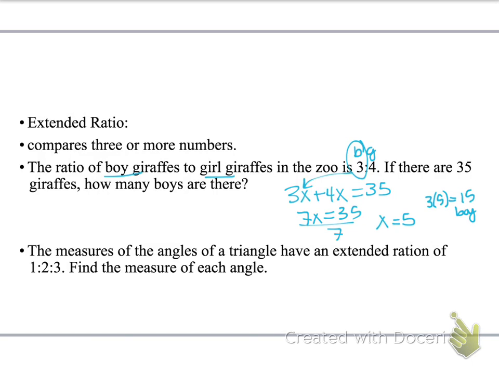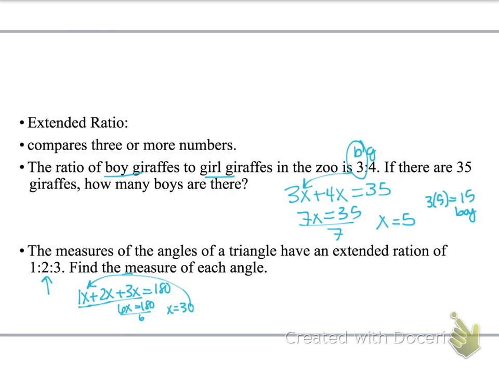Okay, my next one, the measures of the angles of a triangle have an extended ratio of 1, 2, 3. Find the measures of each angle. I know all angles add up to 180 degrees in a triangle, and it has a ratio of this. So 1x plus 2x plus 3x equals 180 degrees to find the total. 1x plus 2x gets me 3x, plus 3x gets me 6x. Divide by 6, I'll get my x to equal 30.